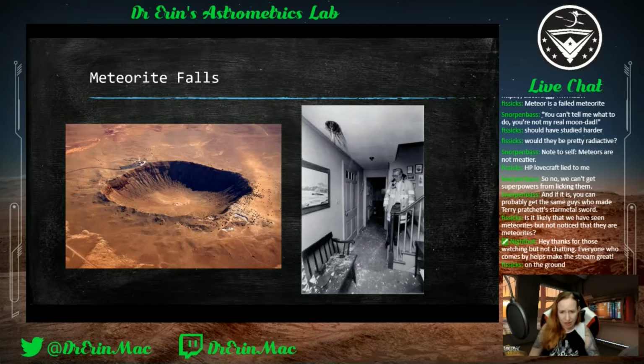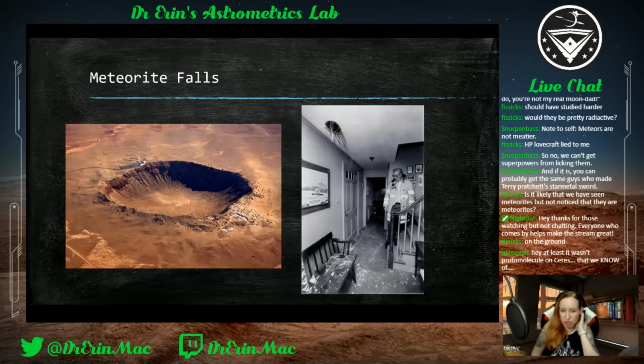So, physics asked, is it likely we've seen meteorites but not noticed that they are? I mean, it is possible, for sure. And that's why we kind of estimate those. And that's why so many people who see something shiny, dark, metallic will just take it into a museum, because they can be very, very small.